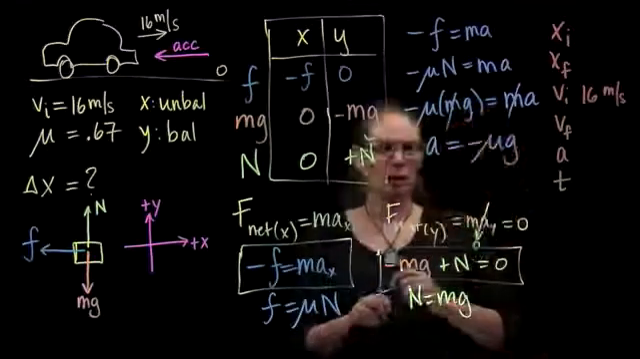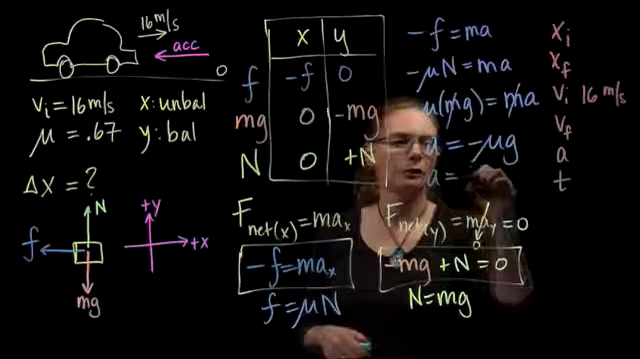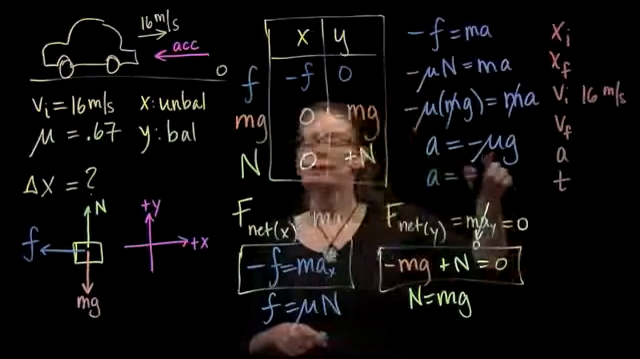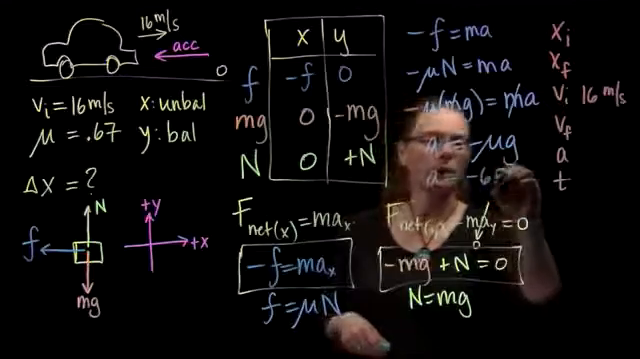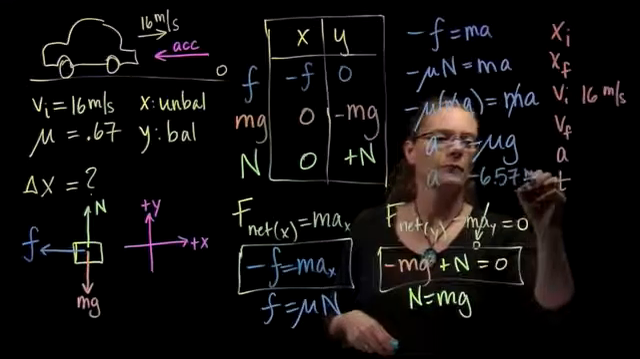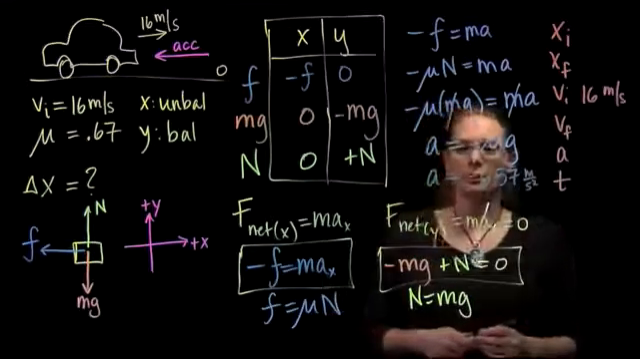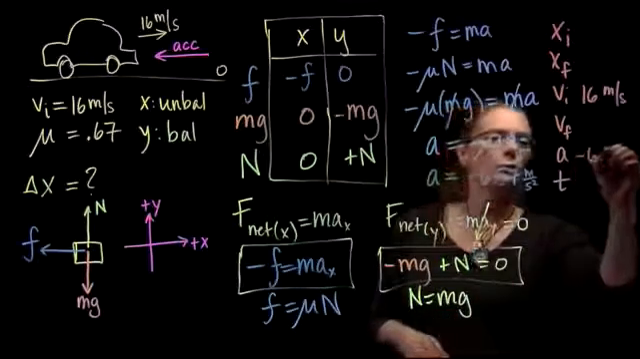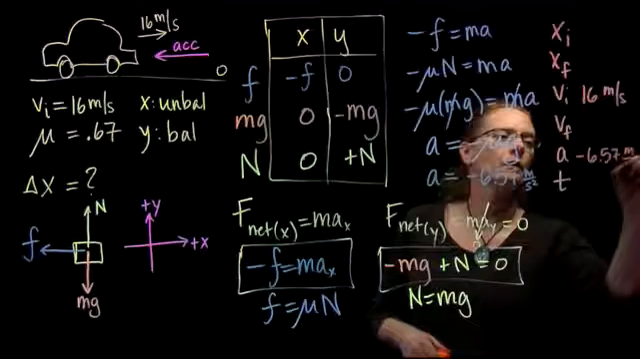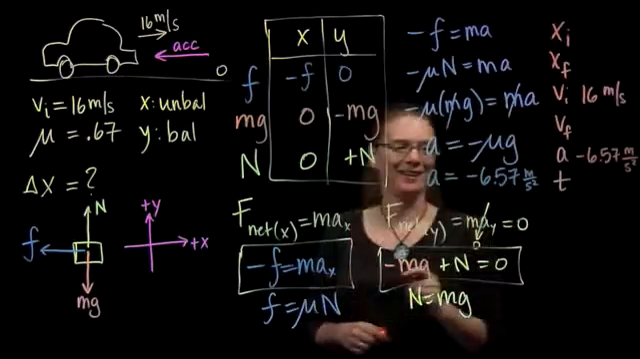And why don't we just make a calculation there? Let's figure out what that number is. It's negative 0.67 times 9.8. I get negative 6.57. So there's my acceleration. I now know my acceleration. Boy, this isn't looking good, is it? Negative 6.57. I need more information here.